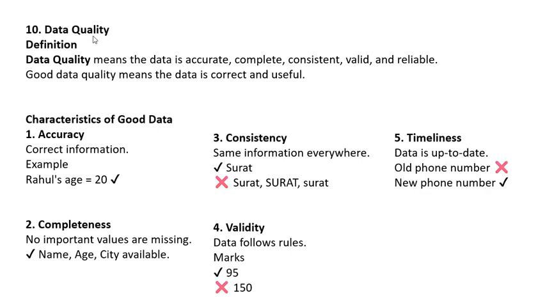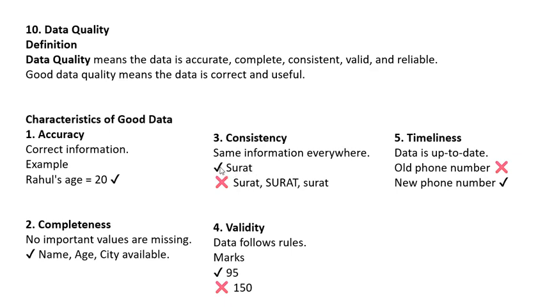And 10th is data quality. Data quality means the data is accurate, complete, consistent, valid and reliable. Good data quality means the data is correct and useful. The characteristics of good data: first is accuracy, where correct information has to be given, like Rahul's age equals 20. Second is completeness, where no important values are missing, like name, age and city are available. And third is consistency, where the same information follows the same format.